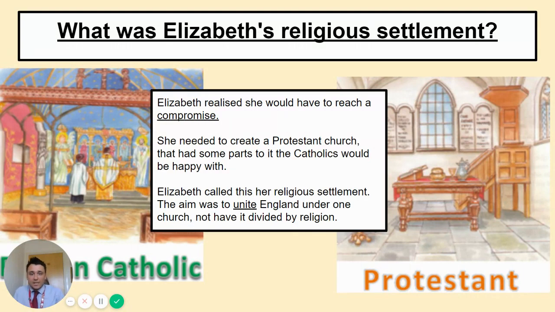So in this case, Elizabeth needed to create a Protestant church that had some parts to it the Catholics would be happy with. Elizabeth couldn't have just a completely Protestant church and that was it. There's no way the Catholics would accept that. She would need to find a compromise, a way of bringing in some Catholic parts to the church to make them happy. Now, Elizabeth called this her religious settlement, and the aim was to unite England under one church and not have it divided by religion. A compromise, bringing together the Catholics and the Protestants. That's the aim.